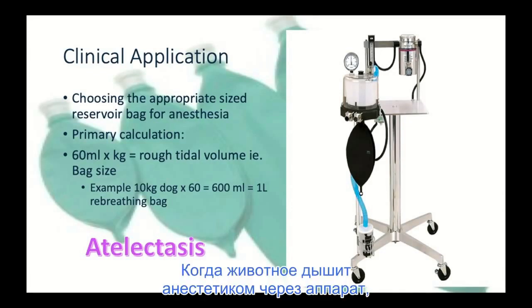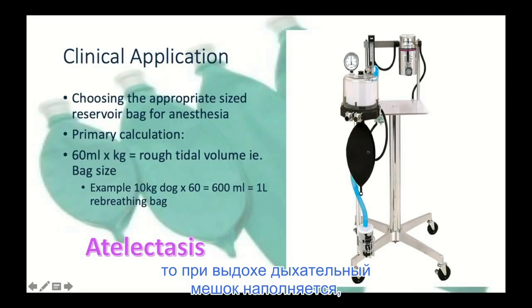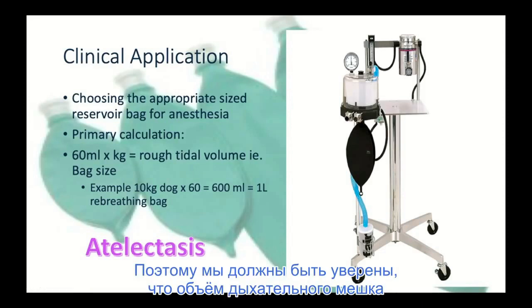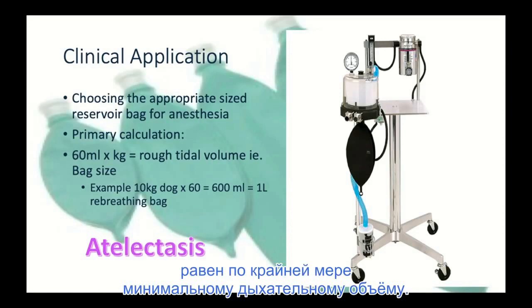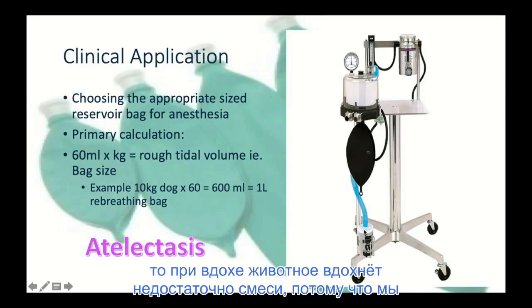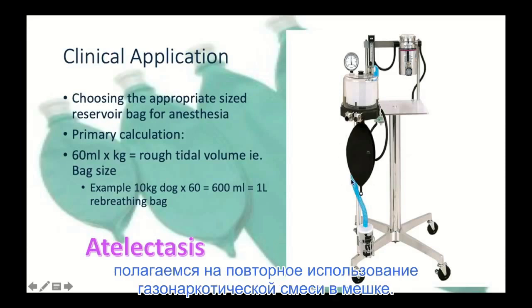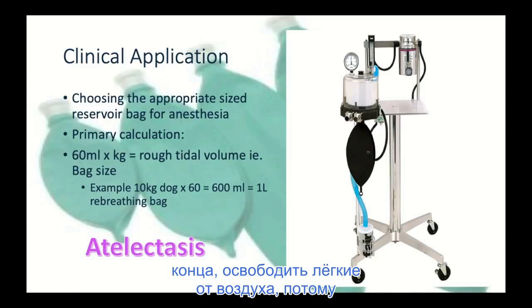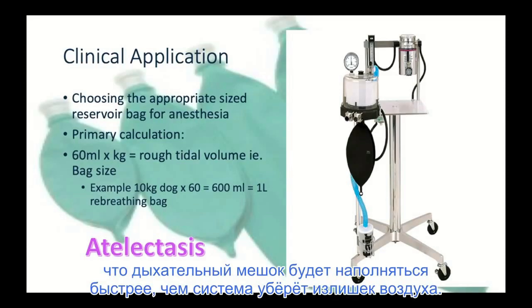So the reservoir bag, as the animal breathes in their anesthetic through their circuit, when they breathe it out, it fills up the reservoir bag. And then that allows us to reuse some of the anesthetic gas within our system. So for the reservoir bag, we have to ensure at bare minimum it matches their typical tidal volume. If we choose a reservoir bag that's too small, then when they take a breath in, they won't have enough gas to breathe in because we're relying on this recycling of reservoir bag gas. And when they breathe out, they might not be able to expire all the air in their lungs because the reservoir bag might fill up faster than the disposal can take it out.